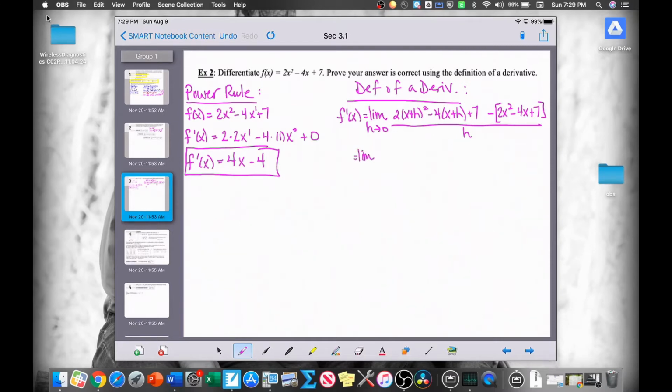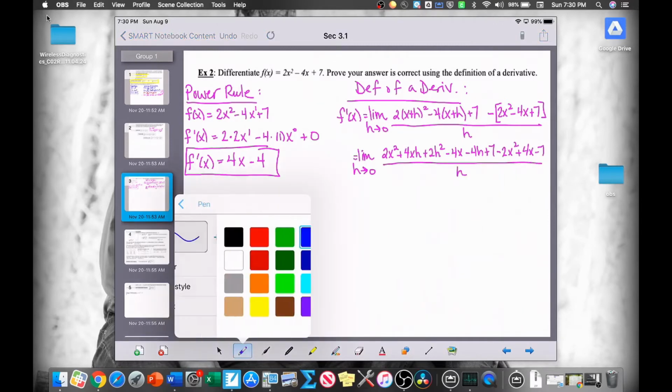So this is going to be equal to the limit as h approaches 0 of (x plus h) quantity squared is x squared plus 2xh plus h squared, and I'm going to distribute my 2 right away. So I'm going to get 2x squared plus 4xh plus 2h squared. Then I'm going to distribute the negative 4 to the x plus h: negative 4x, negative 4h. I have my plus 7, and then I have to distribute the negative through the bracket, so negative 2x squared, positive 4x, and negative 7. And again, all divided by h.